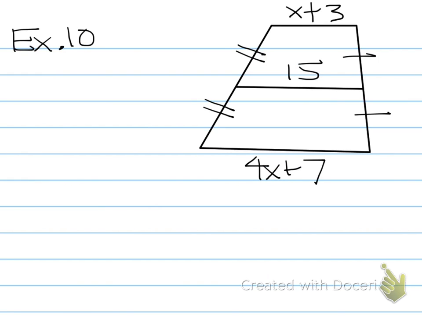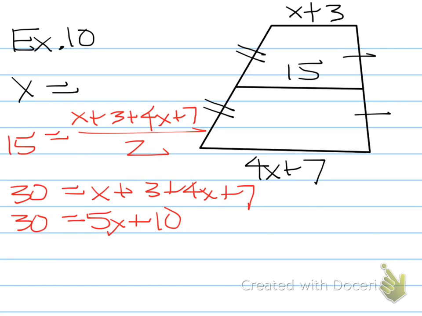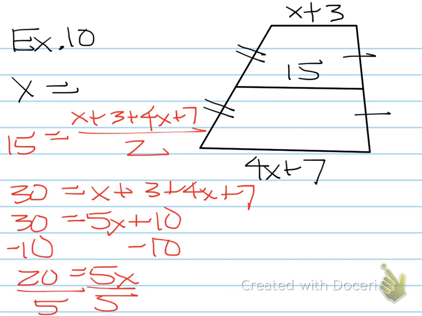And for this trapezoid, the mid-segment is 15, so we're going to set 15 equal to the sum of the bases divided by 2. So the bases are x plus 3 and 4x plus 7. Add those up and divide by 2. We're going to start by multiplying both sides by 2. When we do that, we'll get 30 equals x plus 3 plus 4x plus 7. Combine the like terms, and we get 5x plus 10 on the right side. Subtract 10, and then divide by 5. We get x equals 4.